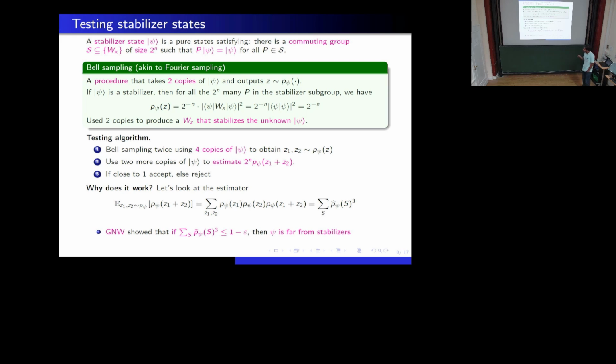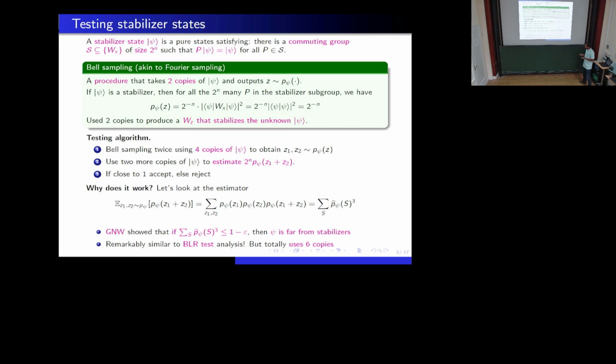And if you're familiar with classical Boolean function analysis, this is remarkably similar to the BLR analysis. For checking linearity, I just query my function on x, y, and x plus y. If they agree, I accept. If they don't agree, I reject. And this is remarkably the same analysis. There they use 3 queries, but here I use 6 queries because to get 1 sample, I had to take 2 copies from this Bell sampling procedure. Again, I'm not going to go into the proof of this. It is a 1-page or 2-page proof, but surprisingly, it's very similar and very inspired by the BLR analysis.